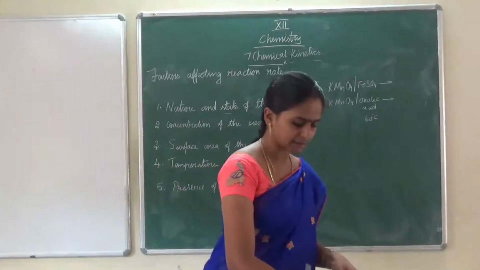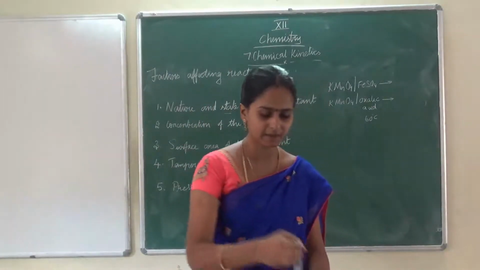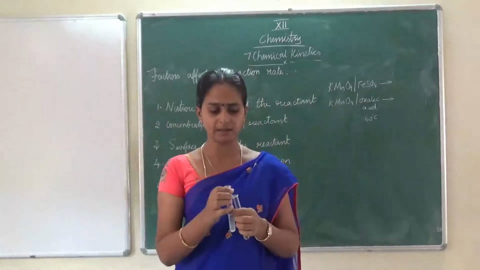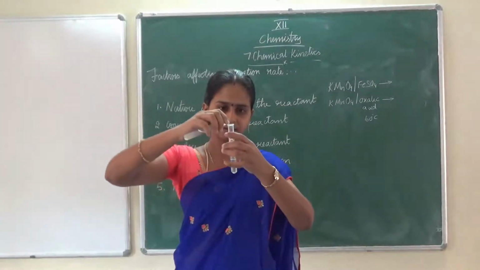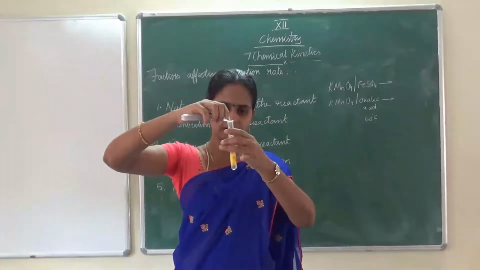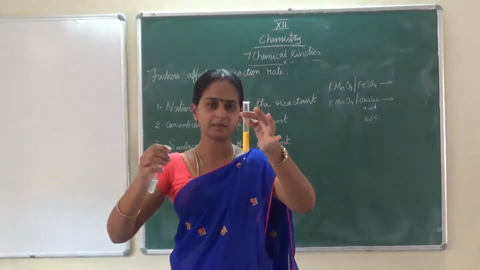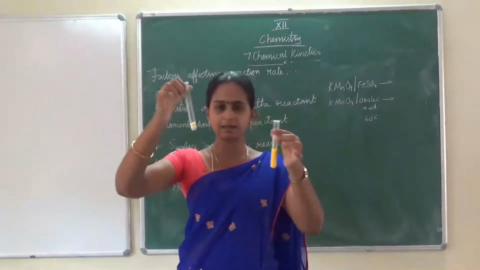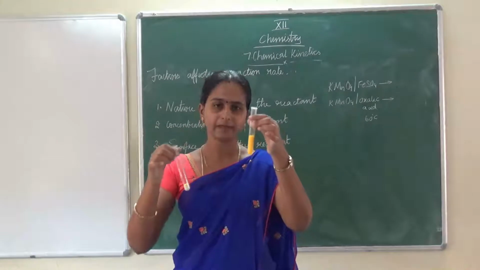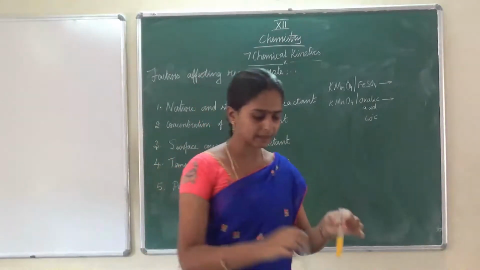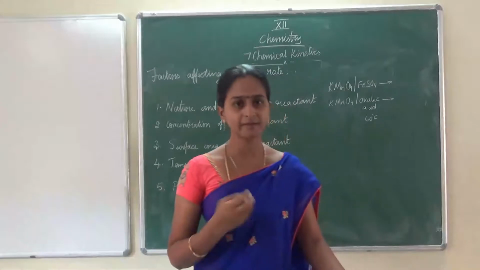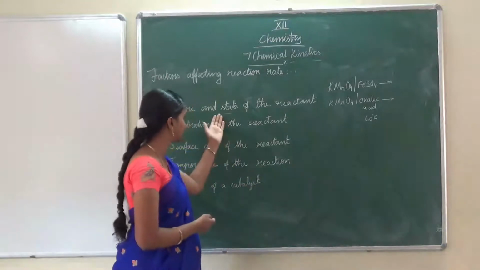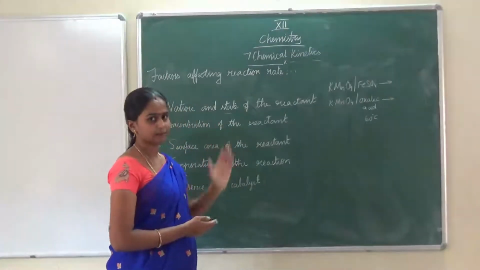Now the same reaction I am going to do with liquid state. This is lead nitrate and potassium iodide, both in liquid state now. Let me add this. See, suddenly the yellow color is coming. Now among these two, which reaction is fast, the solid state reaction or the liquid state reaction? Liquid state. So when the reactants are in liquid state, the reaction will be faster than the solid state. So the state of the reactant also can affect the rate of the reaction.